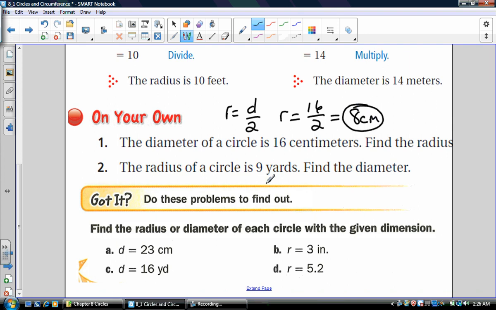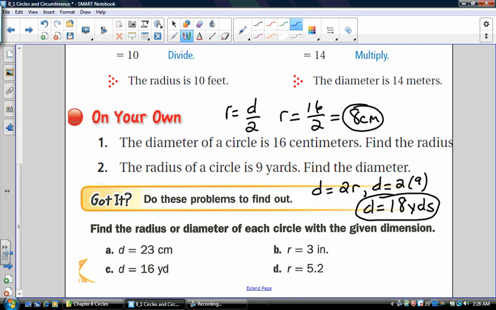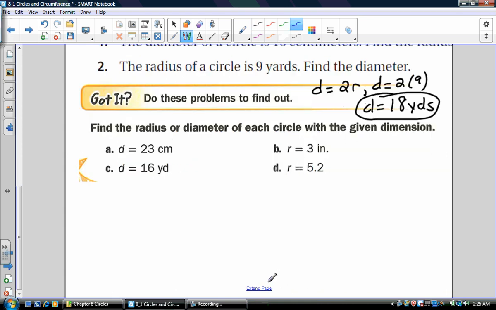If the radius is 9, find the diameter. The diameter is going to be equal to 2 times whatever the radius is, right? So the diameter is going to be equal to 2 times 9. So the diameter is going to be equal to 18 yards. Okay, and these are just some more examples down here, right, using that formula. So we'll do each one of these.